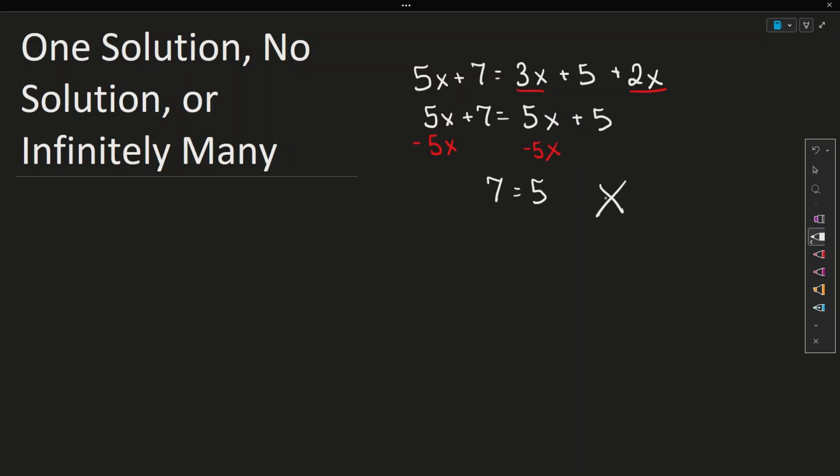This is false. There's no value of x that can make 7 be equal to 5. So this equation has no solution, since we got a false statement when we tried to solve it. This may feel strange at first, but it makes sense. The variable terms were the same on both sides, but the constants were different. That created an impossible statement.